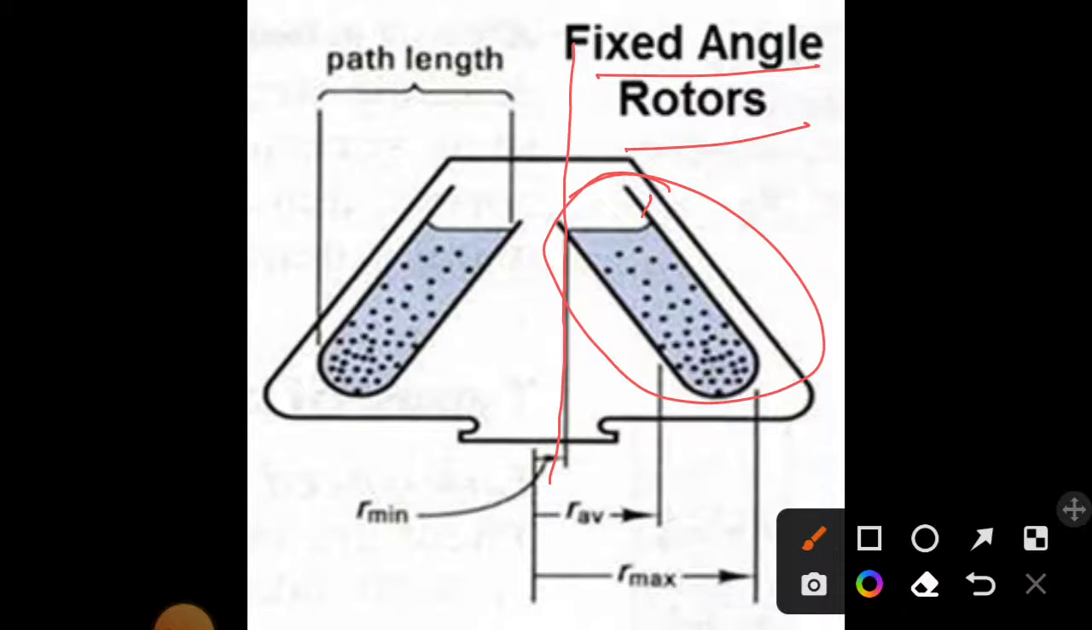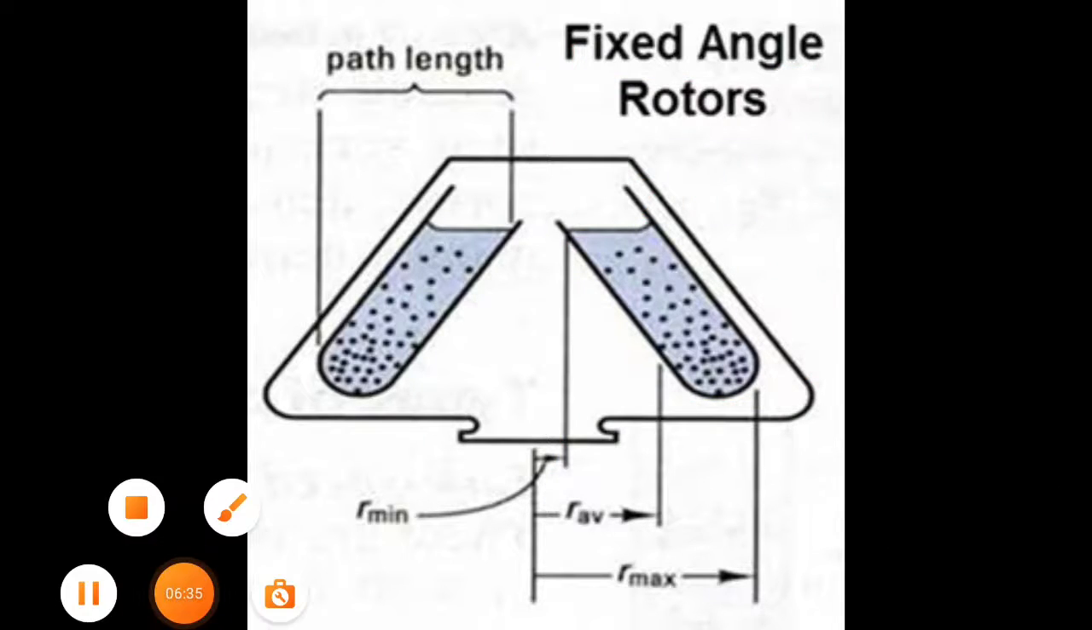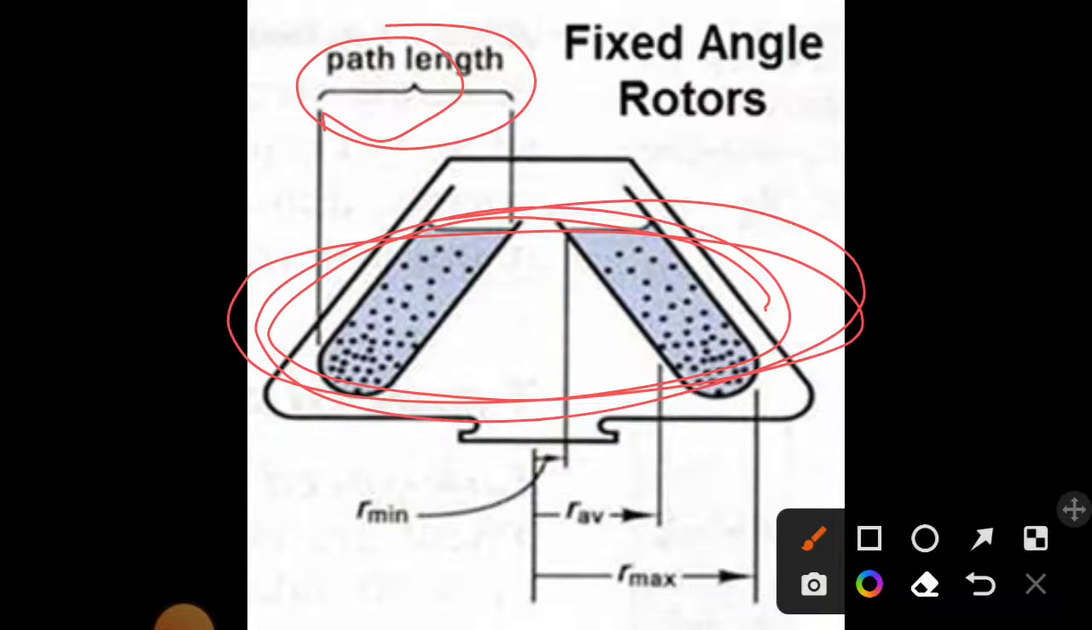So what is the utility of holding the tube at a 45 degree angle? Here the path length increases. Okay, that allows us to spin the tube at a high speed.